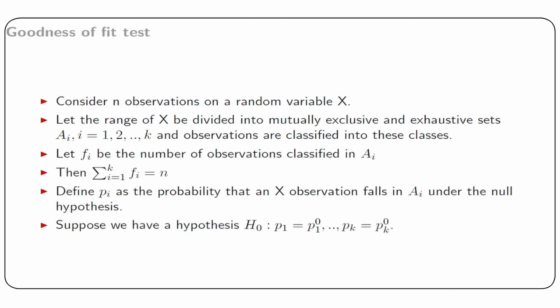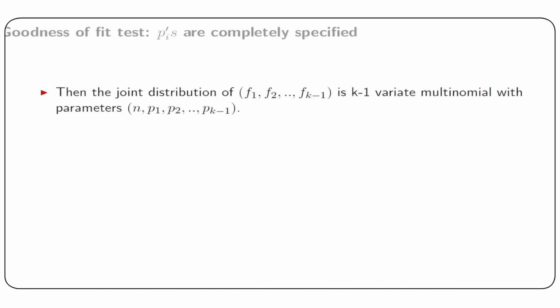So we want to test the hypothesis that P1 equal to P1 naught, P2 equal to P2 naught up to Pk equal to Pk naught, where the P1 naught, P2 naught up to Pk naught are either specified by the null hypothesis or not specified. So we start by considering the situation when the pi's are completely specified. Then the joint distribution of f1, f2 up to fk minus 1 is a k minus 1 variate multinomial with parameters n, p1 up to pk minus 1.